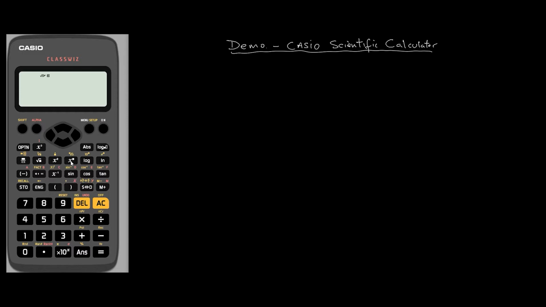And also we will be looking at this button up here, which is the x to the minus 1 button. I'm just trying to find it. Up here. Yeah, this one. Slightly different on my calculator. Depending which model of Casio scientific calculator you have, the buttons may be in a different place, but that's okay. I'm sure you can find them. Okay, so that's the x to the minus 1 button.